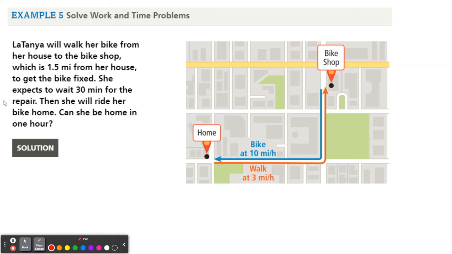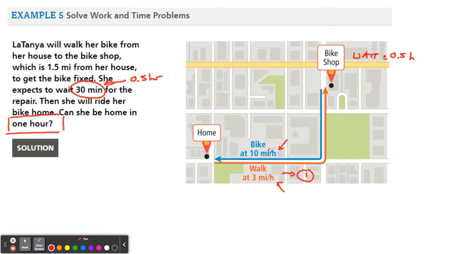So a couple things, all right? So we have this trip, right, from home to the bike shop. So that's in orange, right? She's walking, right? So this is her. So we're going to walk this way. That's the first part. Then up here, we're going to wait at the bike shop. And it says we're going to wait 30 minutes. But notice here that it asks for, will she be home in 1 hour, right? So, a couple things. We can change all of this in terms of hours. And it looks like here we have these rates in terms of hours. So let's go do that. So 30 minutes is just a half hour, 0.5 hours. So her wait time is 0.5 hours.